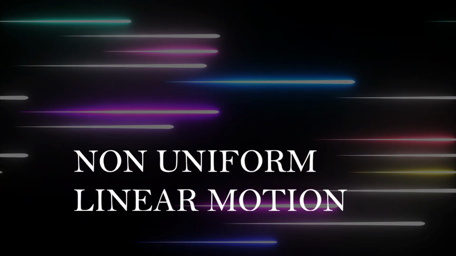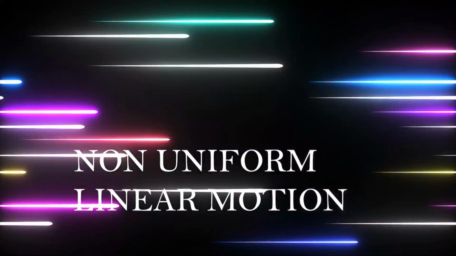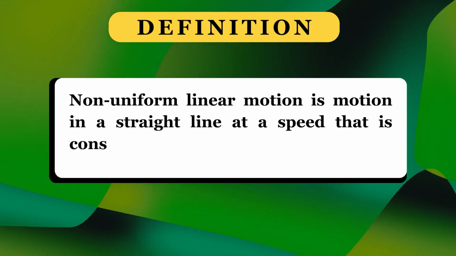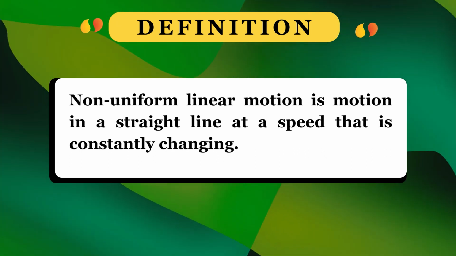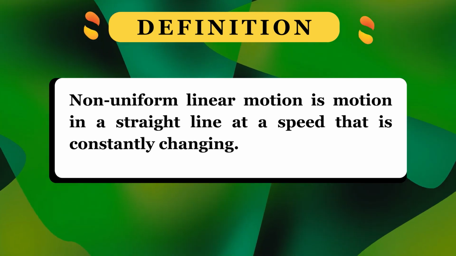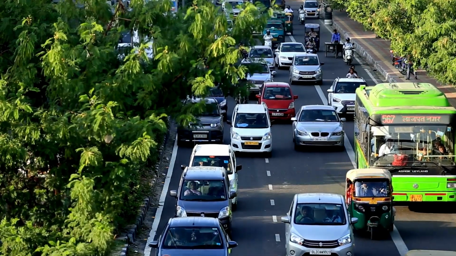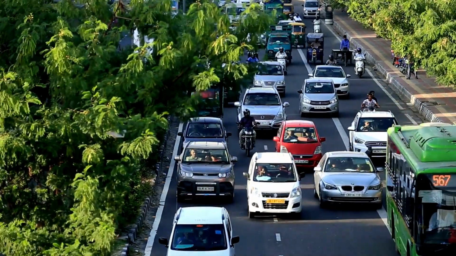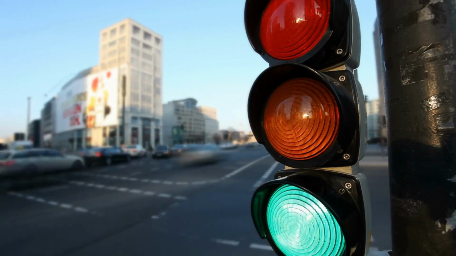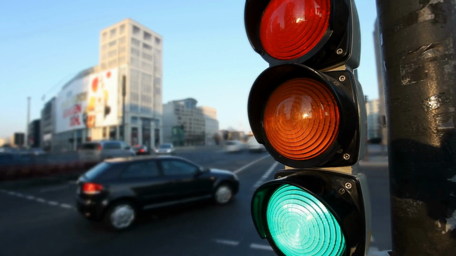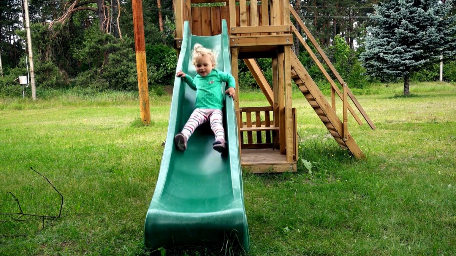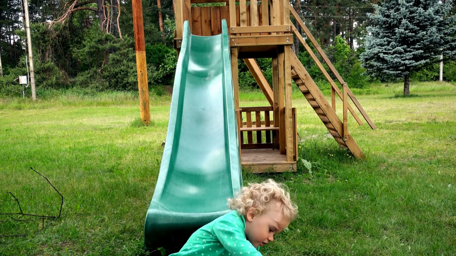Now, non-uniform linear motion. Non-uniform linear motion is motion in a straight line at a speed that is constantly changing. For example, a car moving on a straight road with varying speed due to traffic or changing road conditions. Or a girl coming down a slide, it does not appear to be uniform.